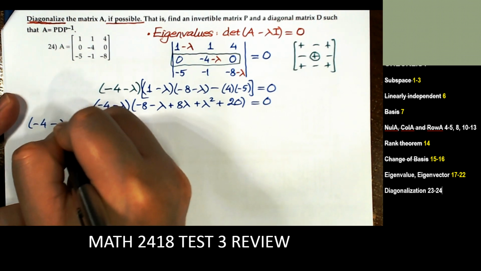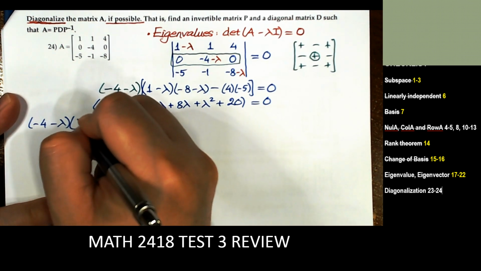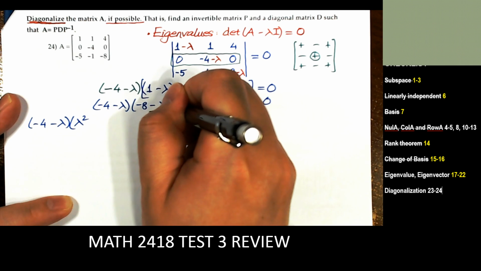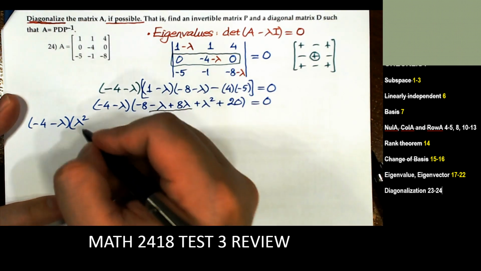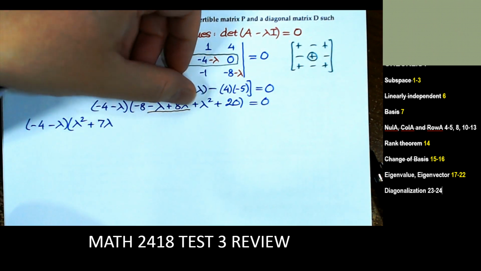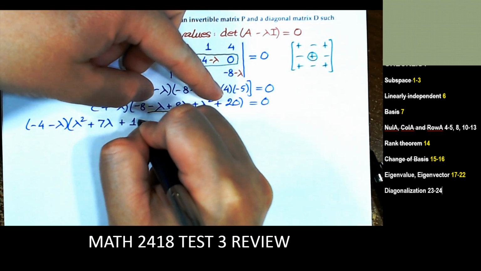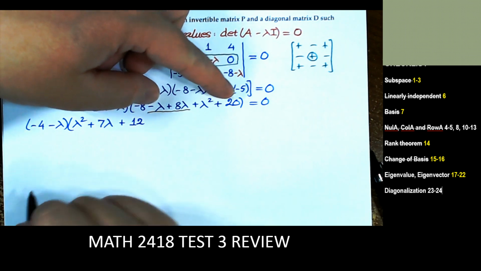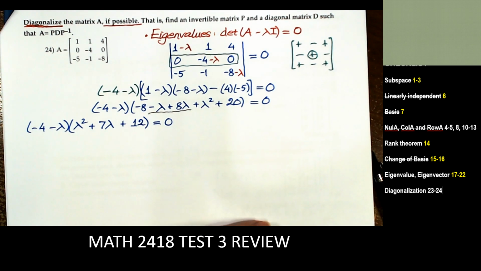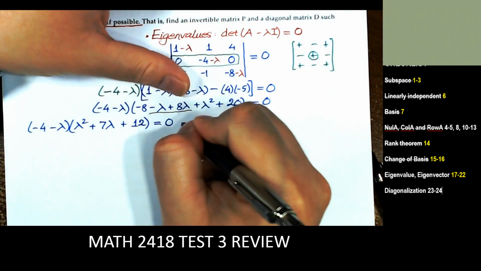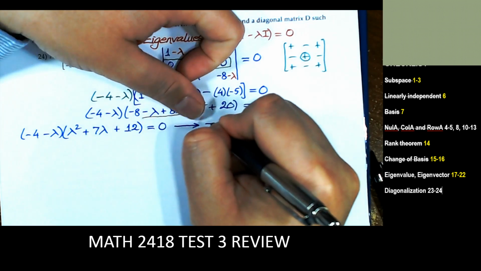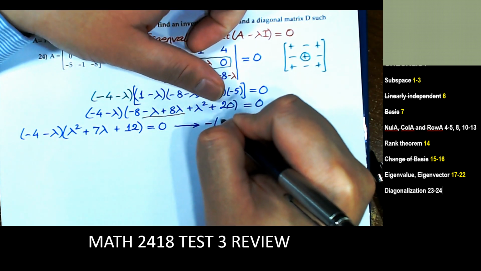Negative 4 negative lambda, lambda square, that gives us 7 lambda plus 12. Right. We could multiply it all out to solve and get the cubic equation. But rather than doing that, I just keep factoring. I will factor out the negative from the first. We don't really need to do that, but we can.